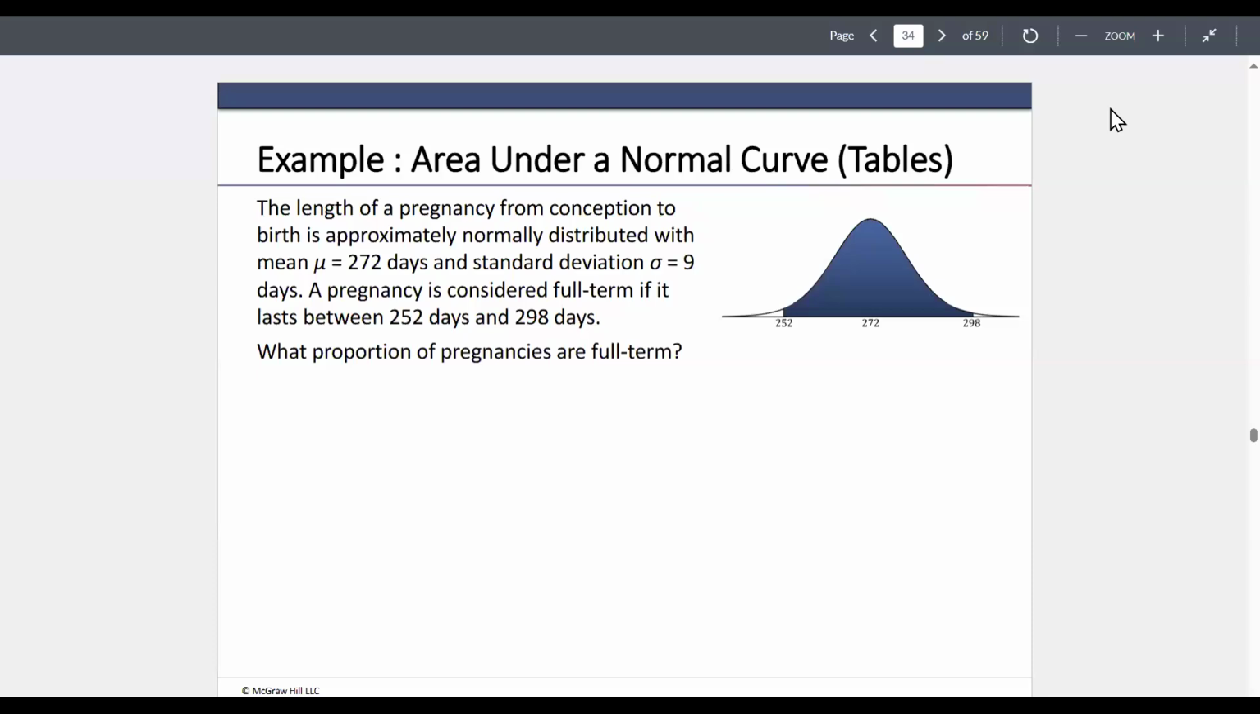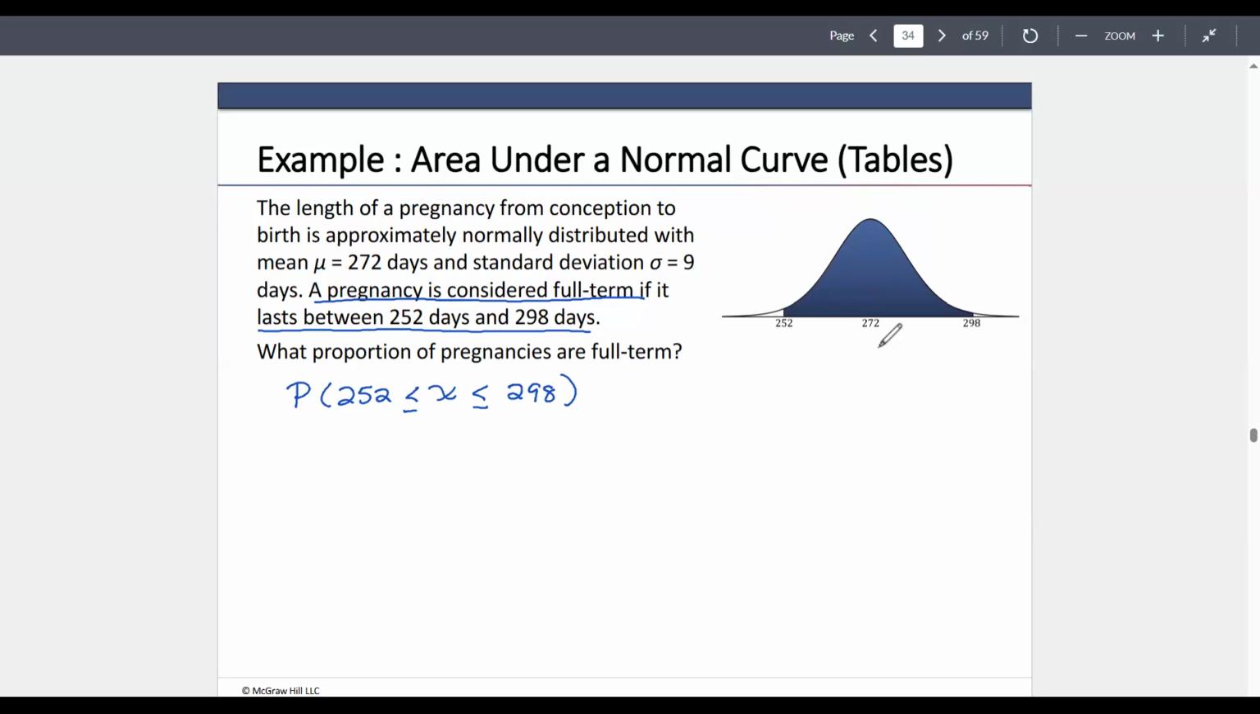A pregnancy is considered full term if it lasts between 252 days and 298 days. So we are looking for P. Like I said, proportions and probabilities, these are the same thing. The probability that the days of my pregnancy, which we call X, is going to be somewhere between 252 and 298 days.